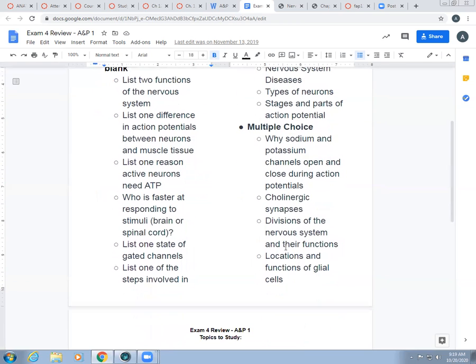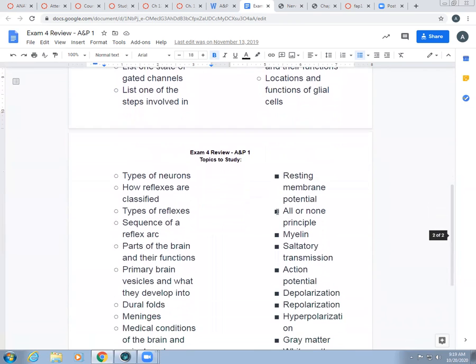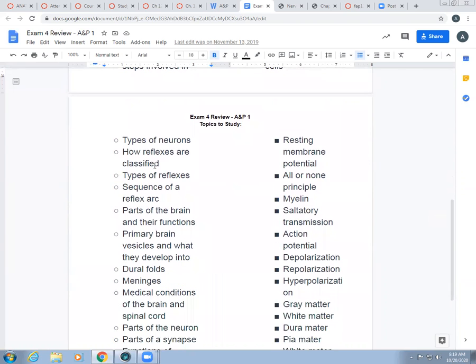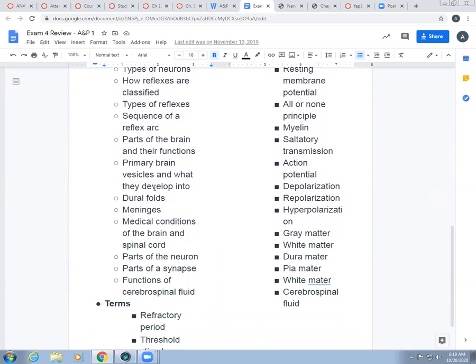Multiple choice: Why are sodium potassium channels open and closed during action potentials? Cholinergic synapses. Divisions of the nervous system and their functions. Locations and functions of glial cells. Types of neurons. How a reflex is classified. Types of reflexes. Sequence of a reflex arc. Parts of the brain and their functions. Primary brain vesicles and what they develop into, neural folds, meninges, medical conditions of the brain and spinal cord, parts of the neuron, parts of the synapse, functions of cerebral spinal fluid.